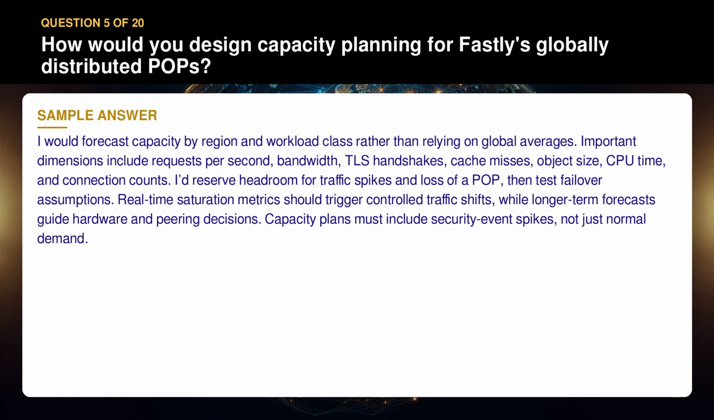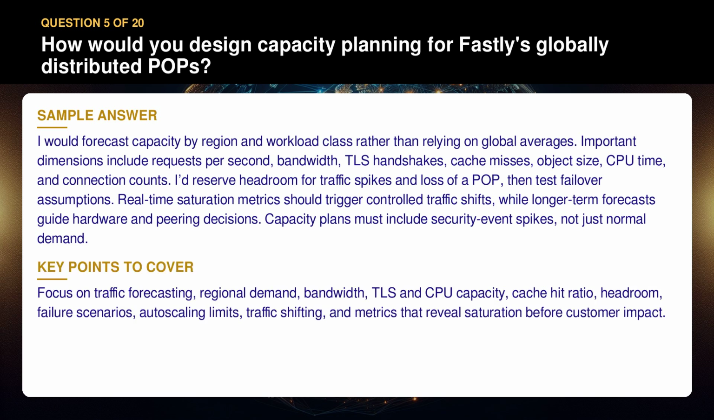Real-time saturation metrics should trigger controlled traffic shifts, while longer-term forecasts guide hardware and peering decisions. Capacity plans must include security event spikes, not just normal demand. Focus on traffic forecasting, regional demand, bandwidth, TLS and CPU capacity, cache hit ratio, headroom, failure scenarios, autoscaling limits, traffic shifting, and metrics that reveal saturation before customer impact.